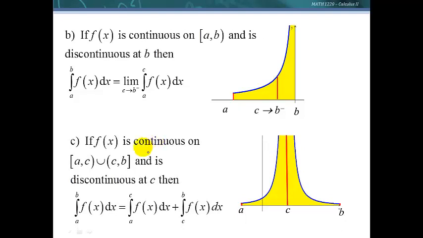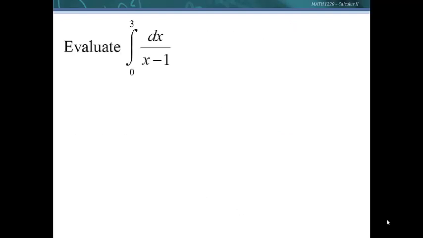So if it was continuous from a to c combined with c to b and the discontinuity is at c, then for the integral from a to b, we're trying to integrate across this discontinuity, and we can split this up and go from a to c, and then from c to b by our properties of integrals. And then these two would be worked as we learned in parts a and b. So let's look at an example.